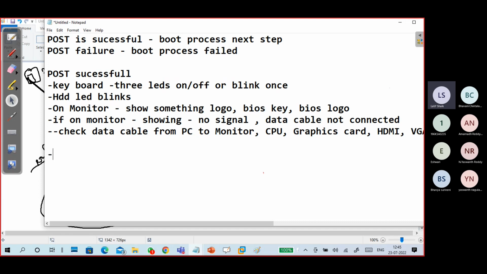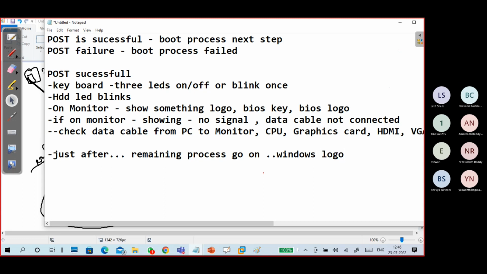Next, these are the indications that POST is successful, and also you can see after some time, meaning after 2 to 3 minutes, the remaining process goes on, like a Windows logo. Like this. So that is the POST successful part.